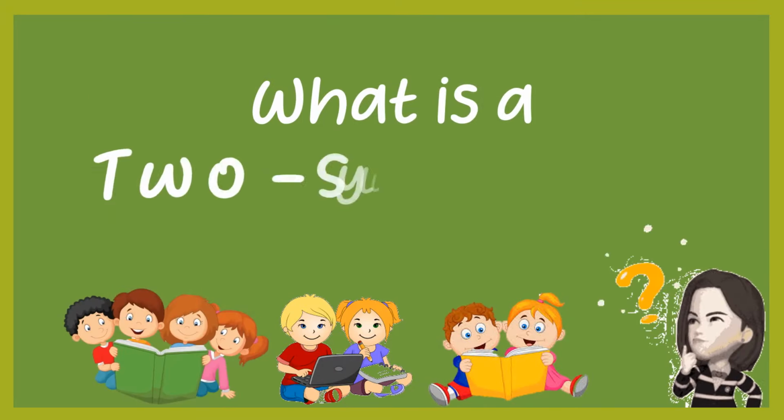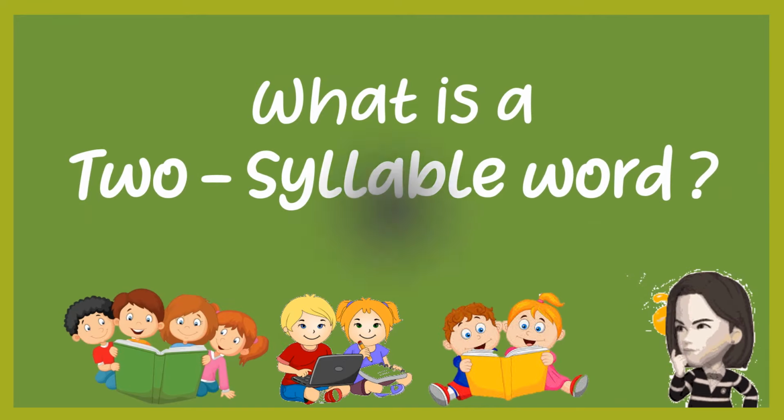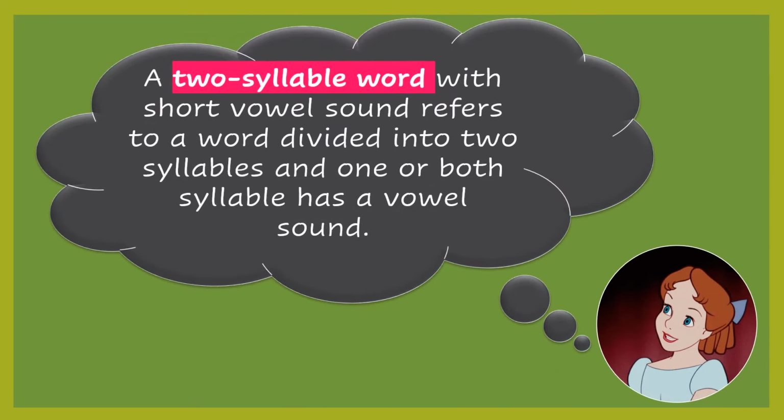What is a two-syllable word? A two-syllable word with short vowel sound refers to a word divided into two syllables and one or both syllables has a vowel sound.